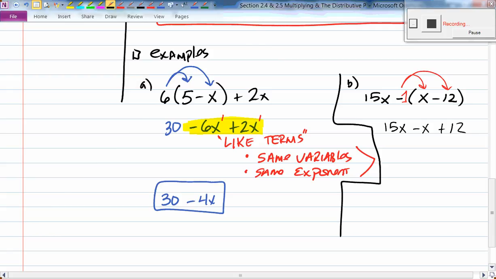Anybody see any like terms? I do. Right here. They have the same variable. They have the same exponent, right? So what's 15x take away 1x? 14x plus 12.